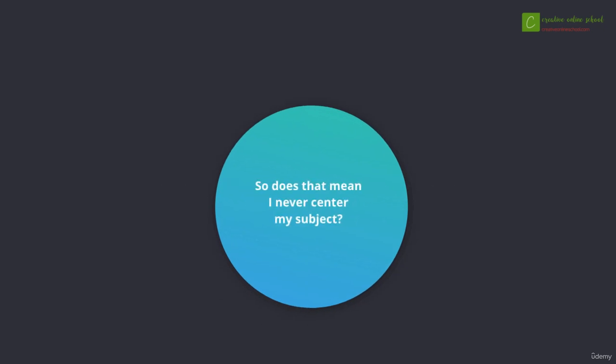A common mistake when learning the rule of thirds is to think that your subject should never be centered, which isn't true. Centering your subject seems like the obvious thing to do, which is why it can be perceived as boring or uninteresting. But remember, all photography rules are guidelines, not really rules. Centered composition isn't a no-no, it's just harder to do it well.